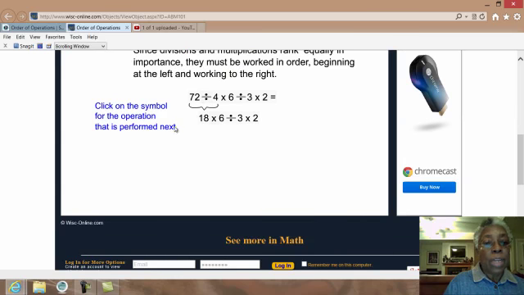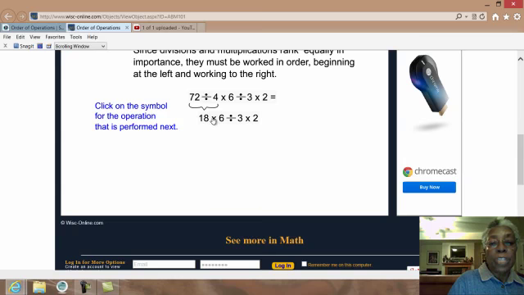Click on the symbol for the operation that is performed next. Okay, we've got our division here, and we're working from left to right. So let's check this. Is this correct? So we have 18 times 6 divided by 3 times 2. So our next operation is what?